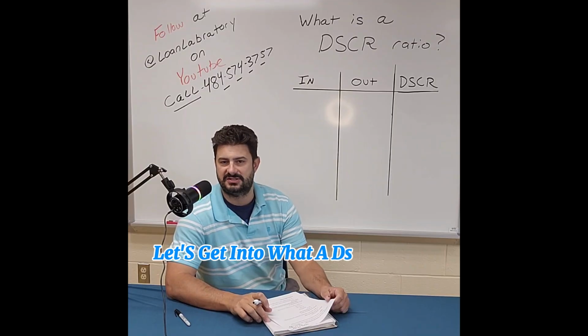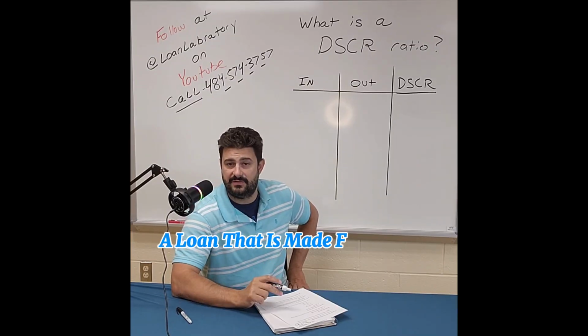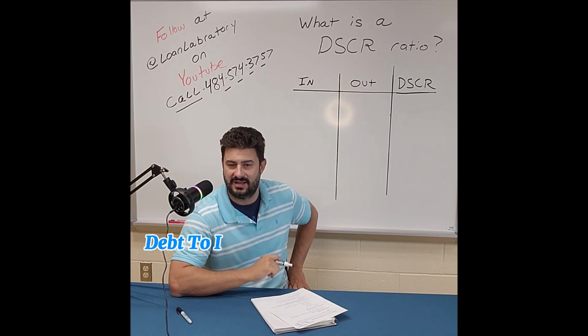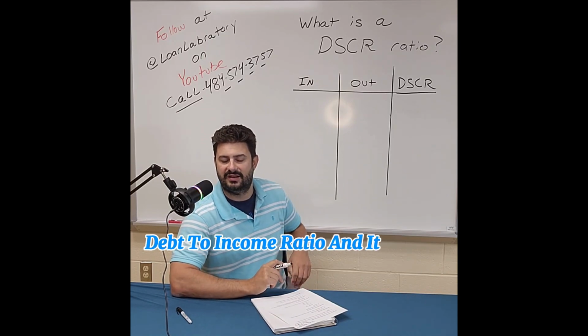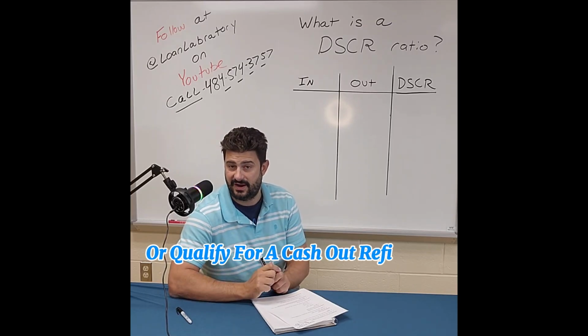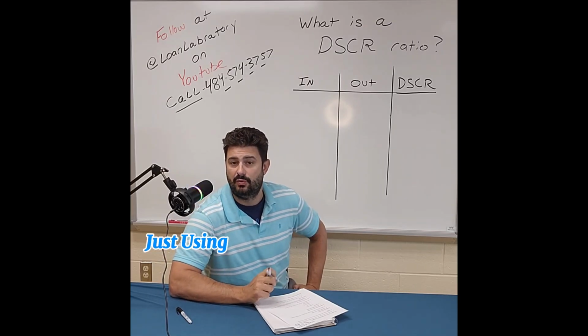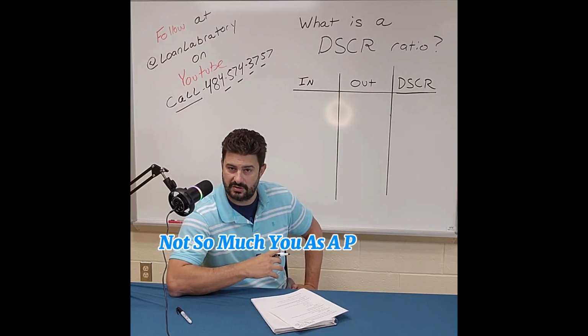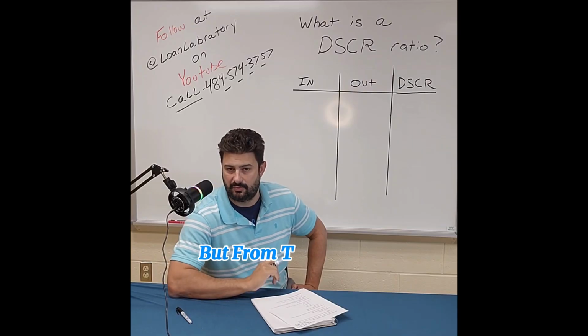Let's get into what a DSCR ratio is. A loan that is made for people that don't have the best DTI, debt to income ratio, and it allows you to qualify for a home or qualify for a cash out refinance just using the money earned from the property, not so much you as a person or you as an entity, but from the property.